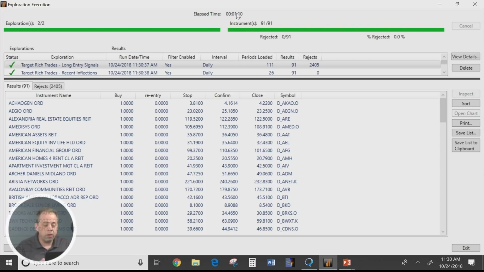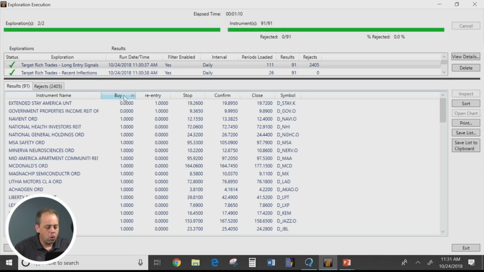On this first report, what I can see is all of these stocks either had a buy or a re-entry signal. So every one of them would qualify as an entry. And you could certainly take this list and save it and look at it from a chart-by-chart view. I like this recent inflection scan, though, because it allows me to narrow down that list even more. So let me show you that.